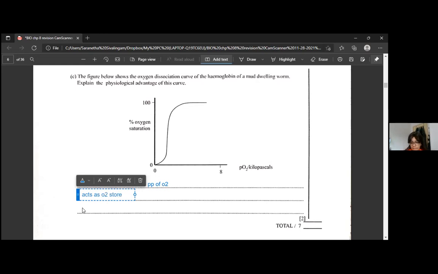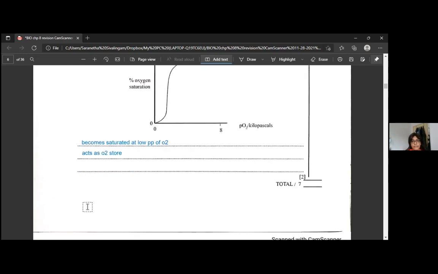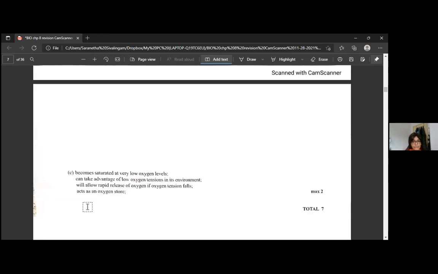And another thing I can say is that because it acts as an oxygen store, it can take advantage of the low partial pressure of oxygen in its environment. So, for example, even if the level of oxygen is very, very low, it still has enough oxygen for it to function efficiently for all its cellular activities. And this is the answer key.